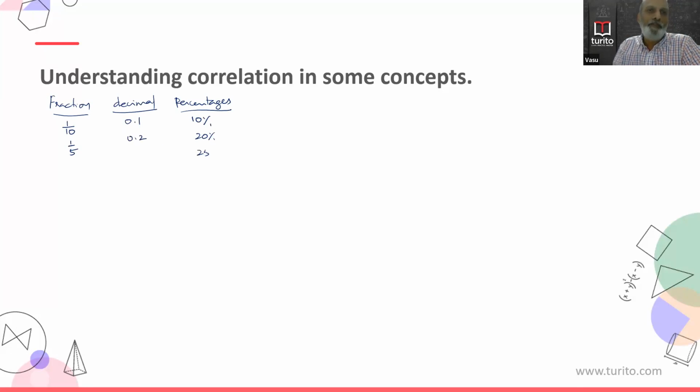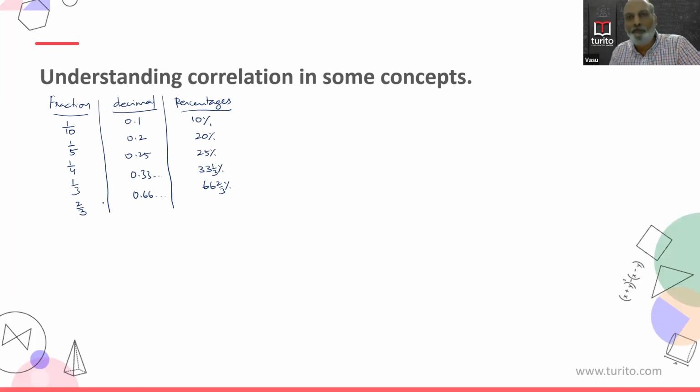Now, you can have 25%. 25% is 1/4. It is 0.25. Now, you can have 33 1/3%. Now, this is nothing but 0.33 recurring. Now, this is 1/3. You have 66 2/3%. Now, this is 2/3. This is 0.66 recurring. So here you can understand what is fraction, decimal, and percentage.